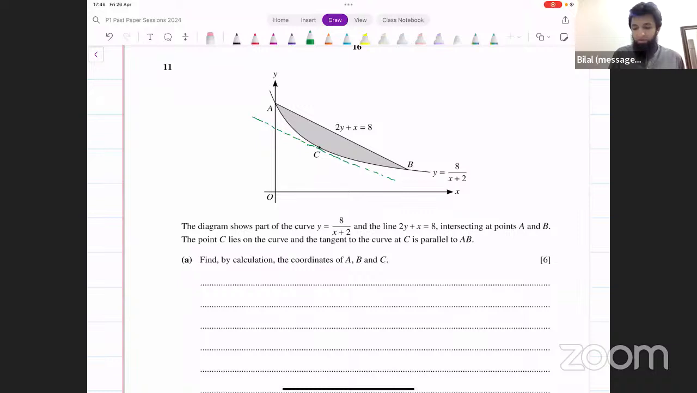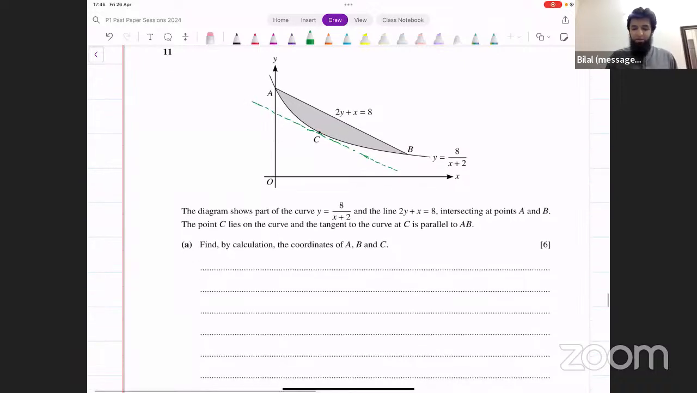What does that tell you about the gradient of this tangent? The gradient of the tangent is going to be the same as the gradient of the line AB, right? Because they're both parallel. So gradient of AB would be the same as the gradient of the tangent at this point. And now they say find by calculation the coordinates of the points A, B, and C.